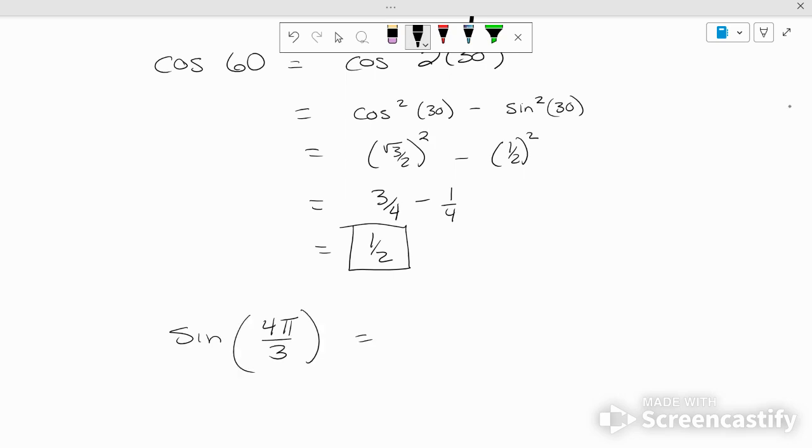What about the sine of 4 pi over 3? What does that equal to? Well, it's the same as the sine of 2 times 2 pi over 3, which is the same as 2 times the sine of our magic one, which is that one, 2 pi over 3, times the cosine of 2 pi over 3.